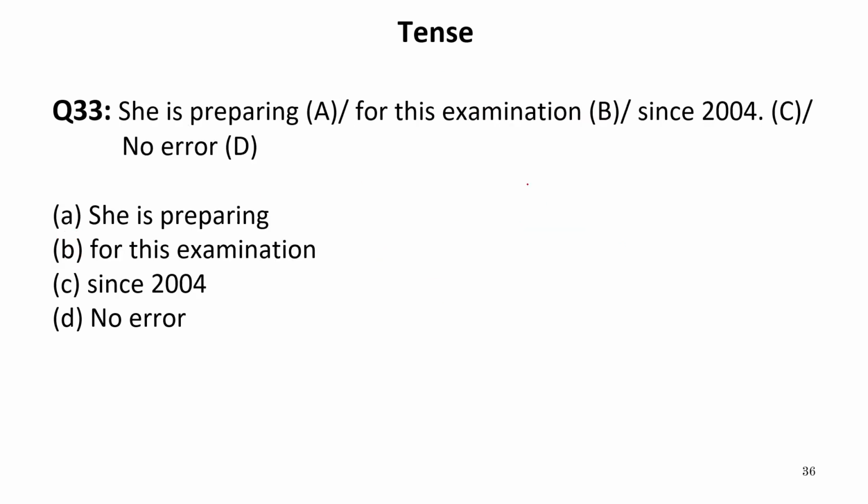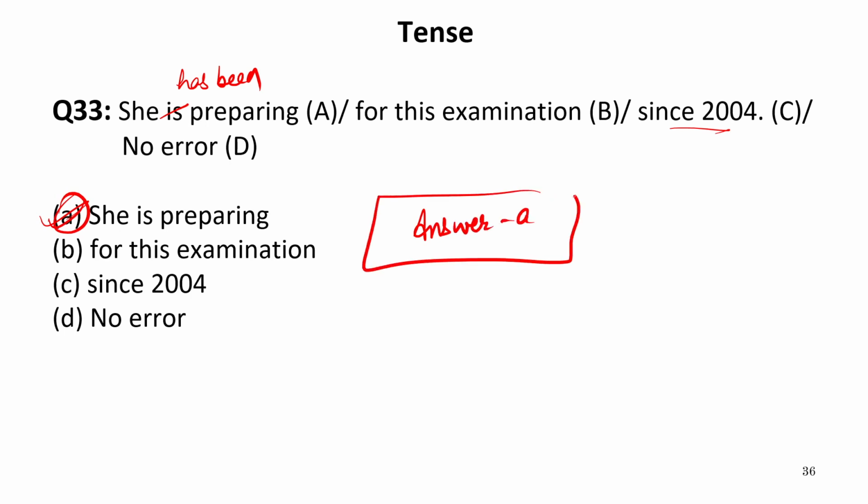Now let us move to the next one. She is preparing for this exam since 2004. Again, the time or the duration is given to us. The work is going on from a past time. So, is preparing should be replaced with has been preparing. It means the sentence should be formed in present perfect continuous tense. So, the error is in part A. So, our answer is A. You can also say if some present continuous tense is given, but if the time is given with it, that should be formed in present perfect continuous tense. Now, let us move to the next one.